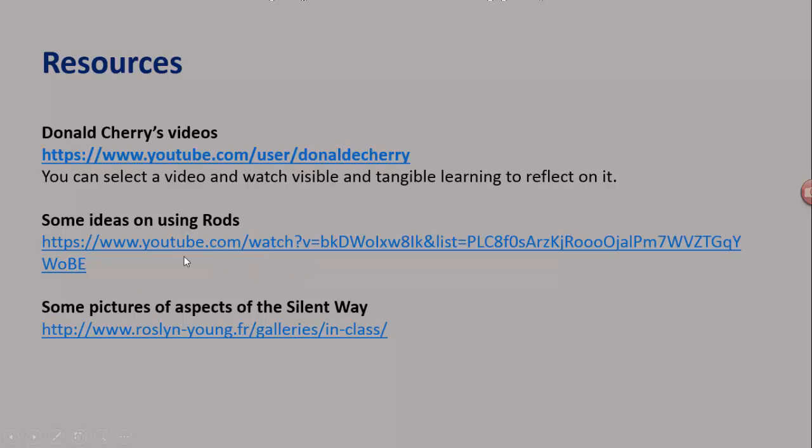Here are some ideas on using Cuisenaire rods. I think it's nice to watch it. And here are some pictures of aspects of the Silent Way, which come from the recently created website of Rosalind Young, who is also an excellent Silent Way teacher with many years of experience, and also of training with Caleb Gattegno.